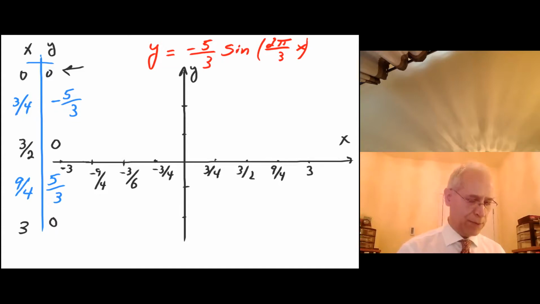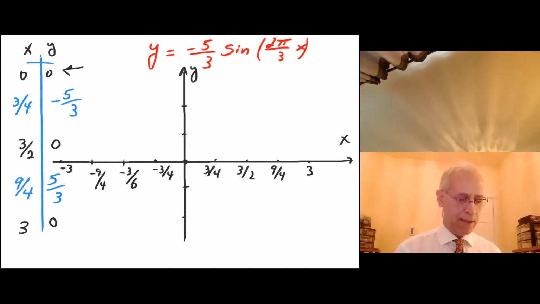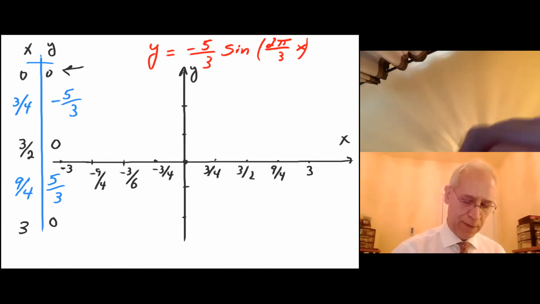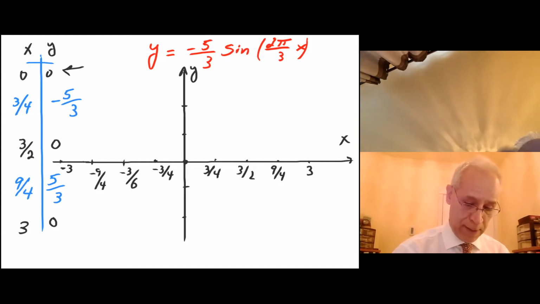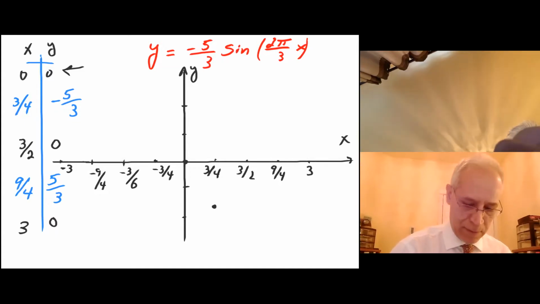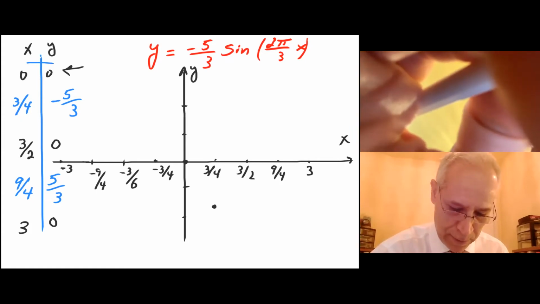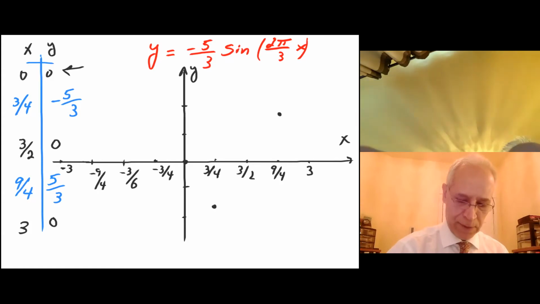Looking at the values, I have 0, 0 in here. And then I have 3/4, comma, -5/3. And -5/3 is the same as -1 and 2/3. So let's see about here. Then I have 3/2, comma, 0. And then I have 9/4 and 5/3, which is +1 and 2/3, let's say here, and 3, 0 in here.